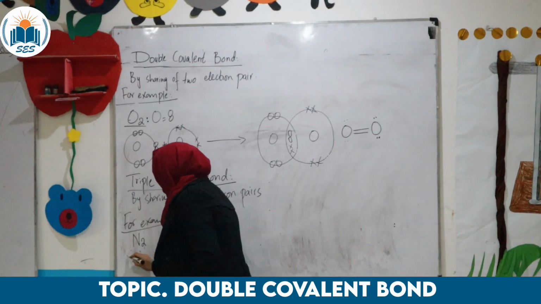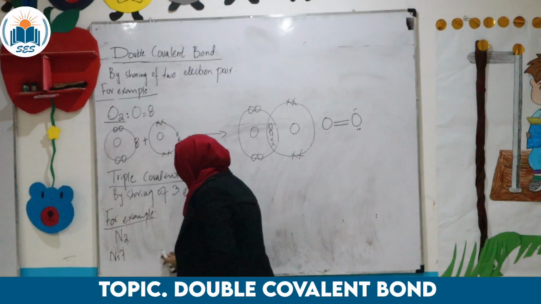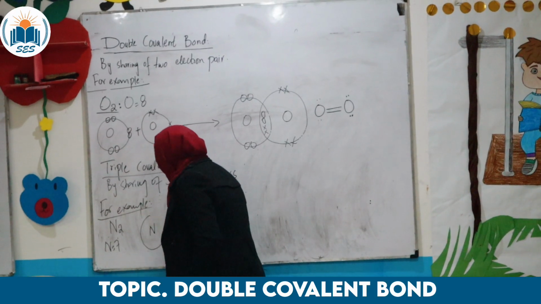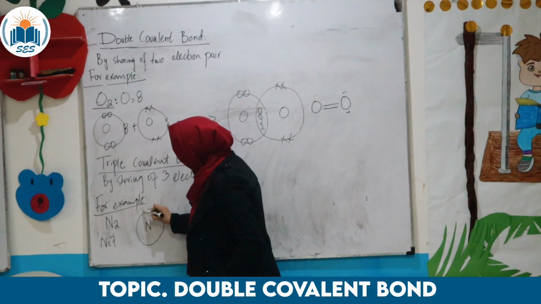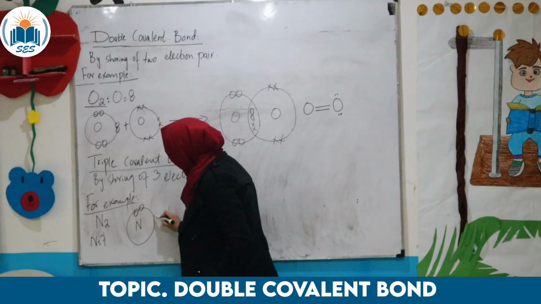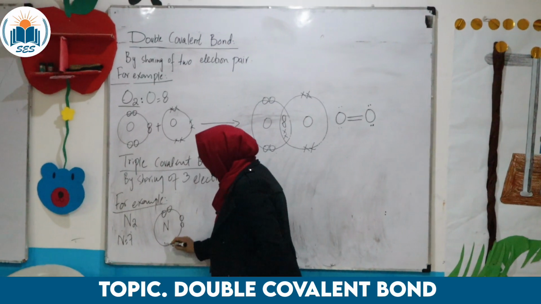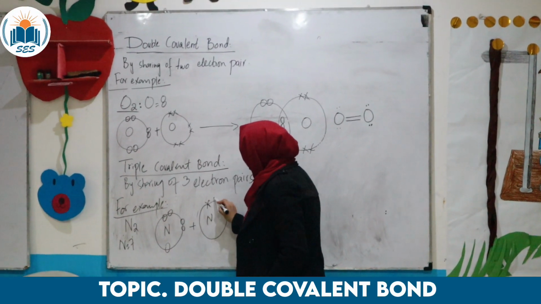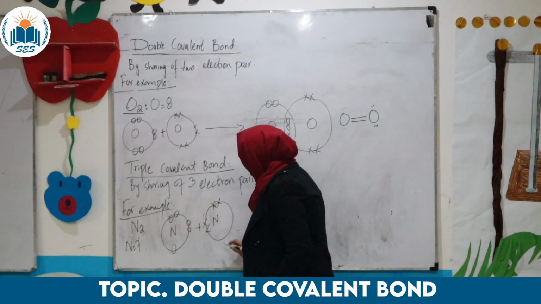N2. The atomic number of nitrogen is 7. 2 electrons will go in the first shell. We are not going to draw the first shell. We are supposed to draw only the valence shell. So 5 electrons will go in the valence shell. 1, 2, 3, 4, 5. Same goes for the other nitrogen atom, 1, 2, 3, 4, and 5.